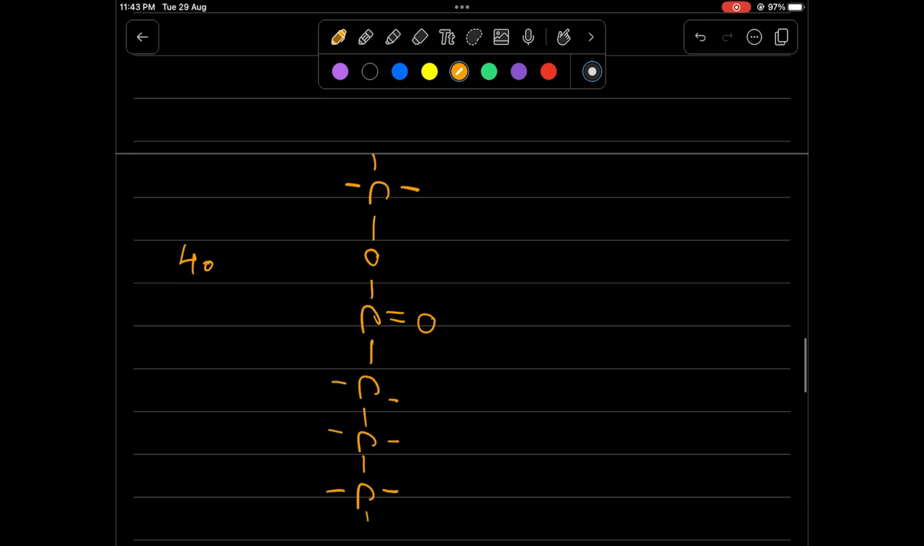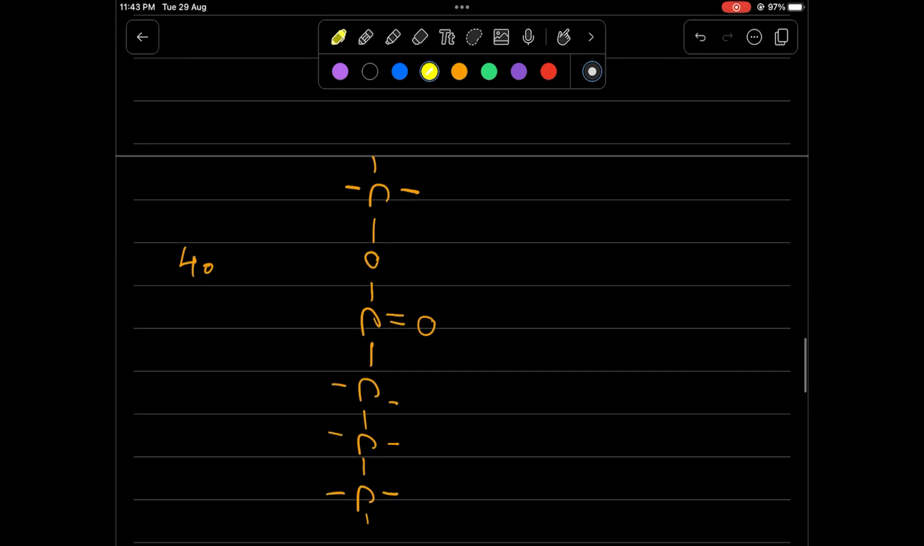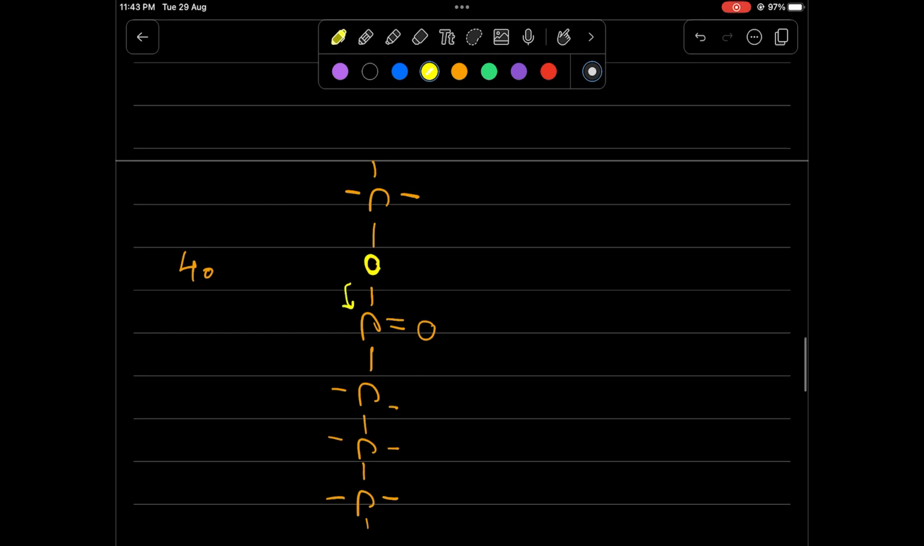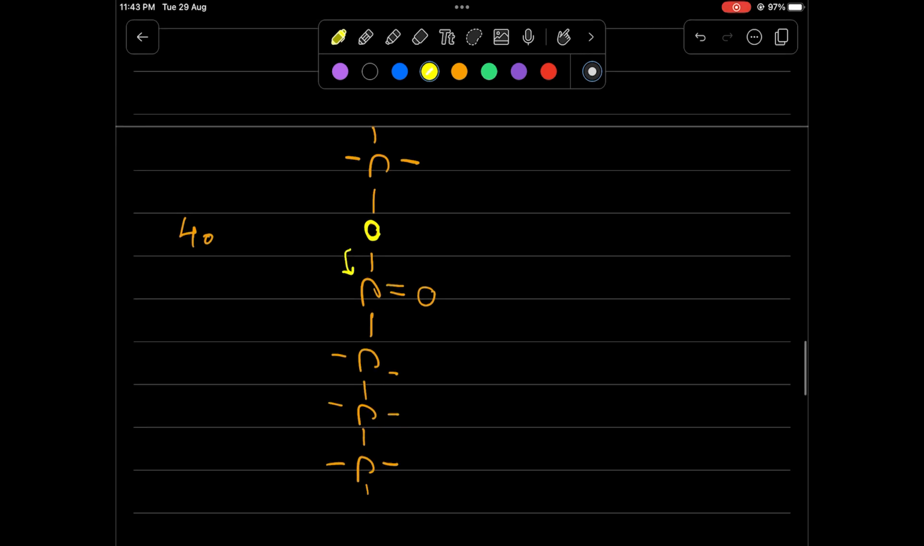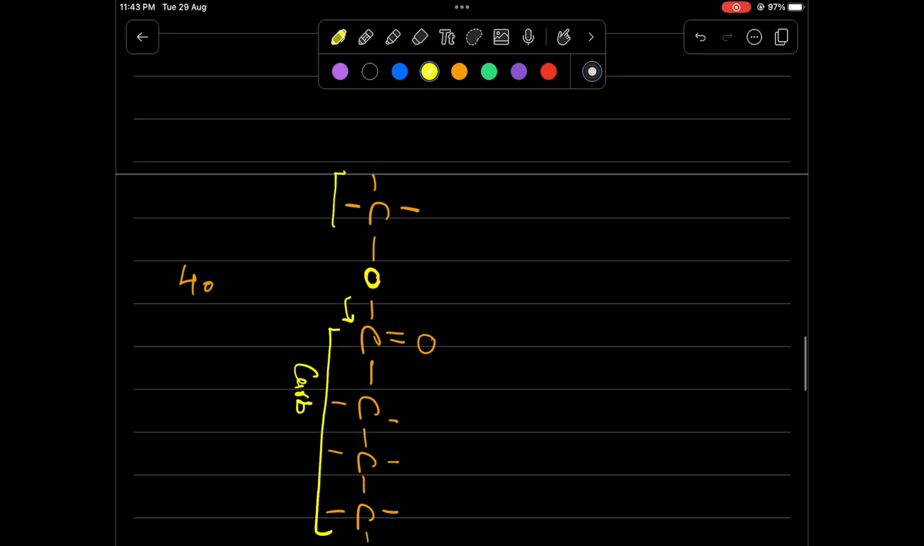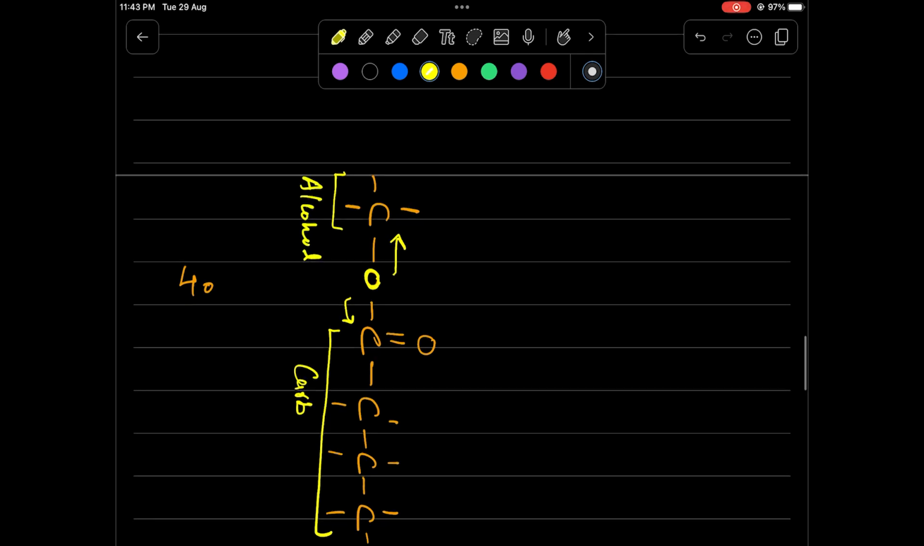Now what is the name of this whole structure? Now by looking at it, the first step is to always point out the carboxylic acid part and the alcohol part. So you're gonna say this is my pivotal oxygen, and to the right of this oxygen is the carbon with the double bonded oxygen. So it means this whole part is my carboxylic acid part. Done. And then I'm going to say this part over here to the left of this oxygen is obviously my alcohol part.